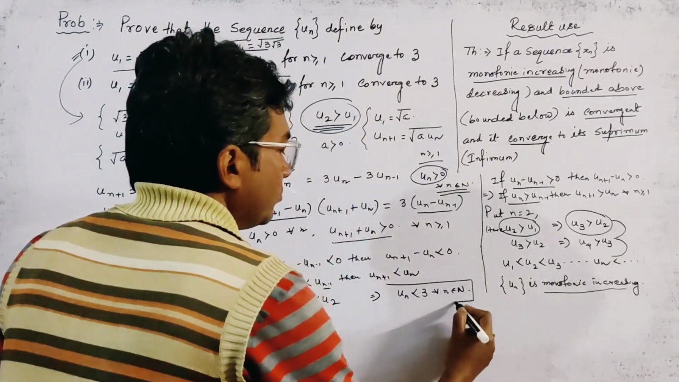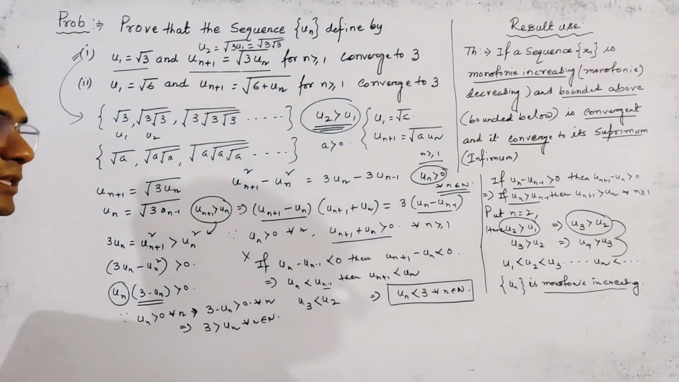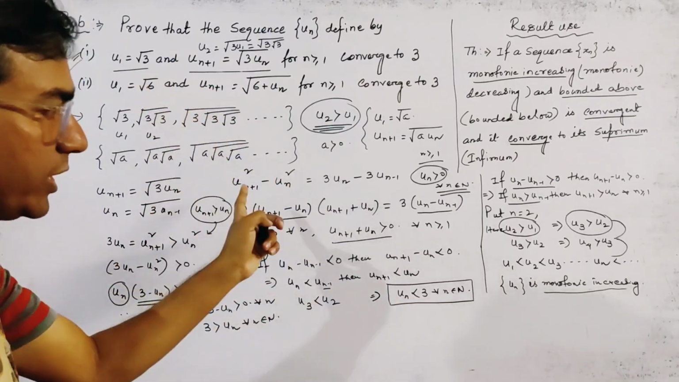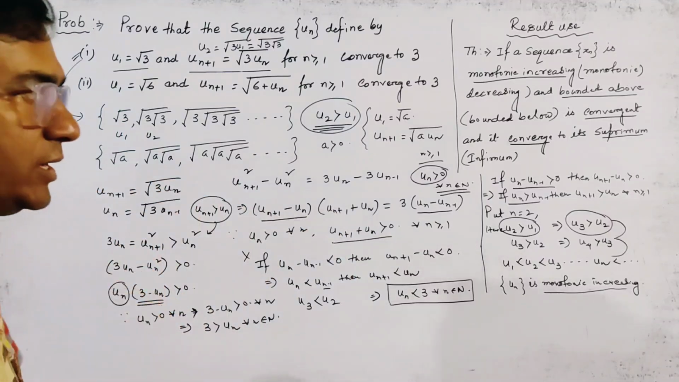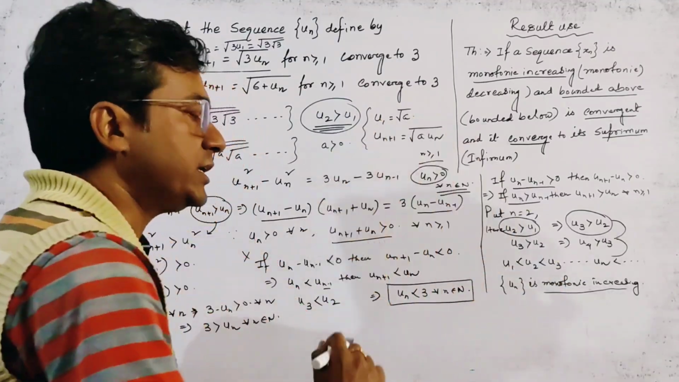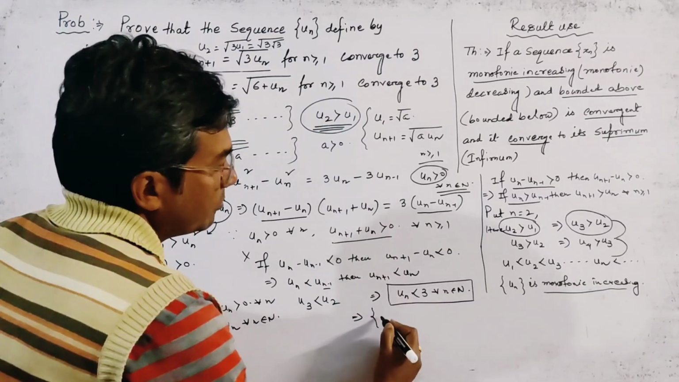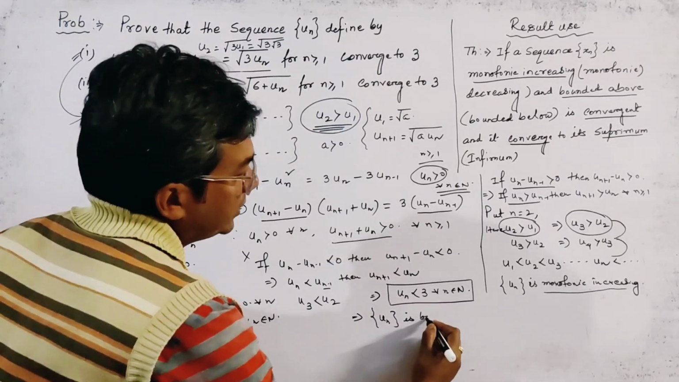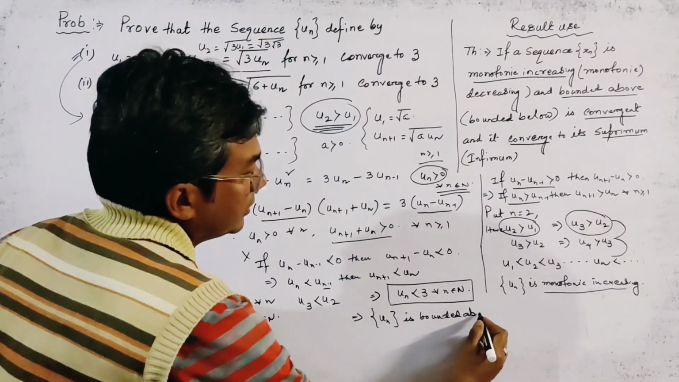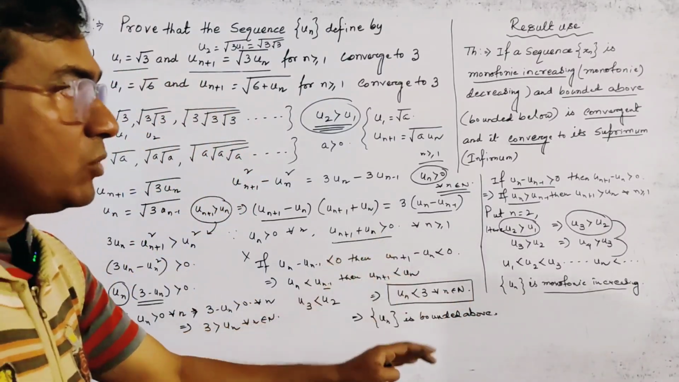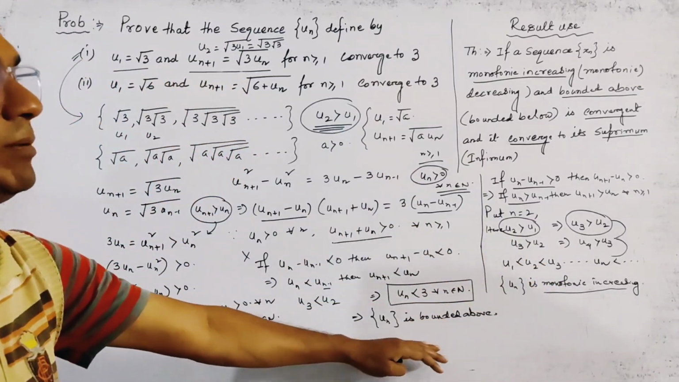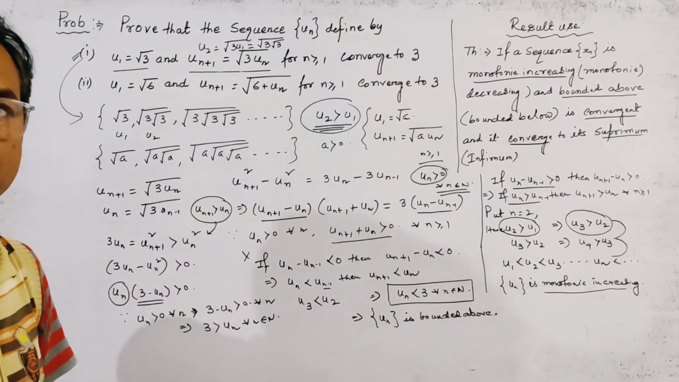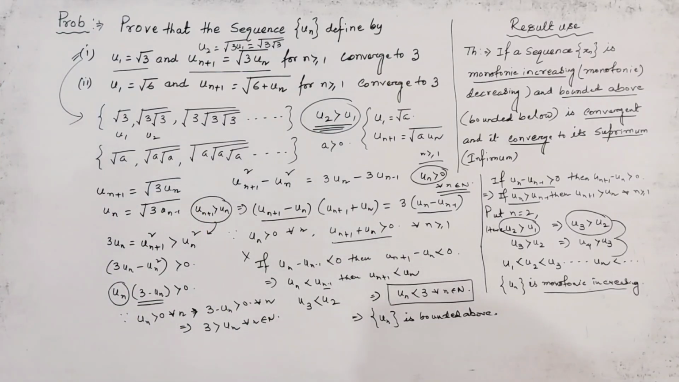This relation gives that all the terms of the sequence un are less than 3, so it must be bounded above. So we get that this is monotonic increasing and bounded above. Now by applying this theorem, we say that since it is monotonic increasing and bounded above, it must be convergent. Now we want to find the point of convergence.